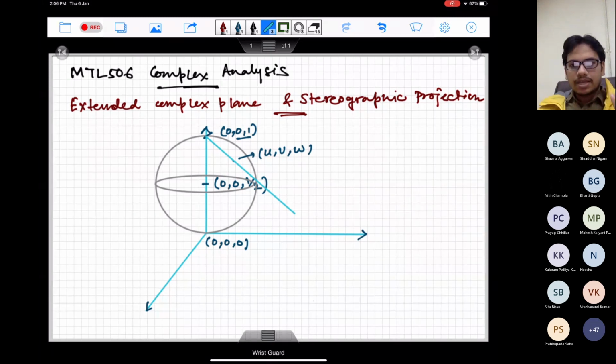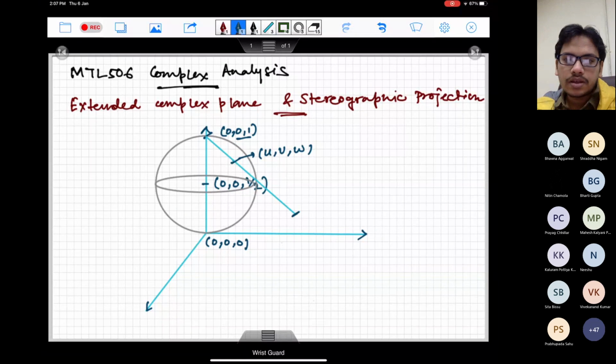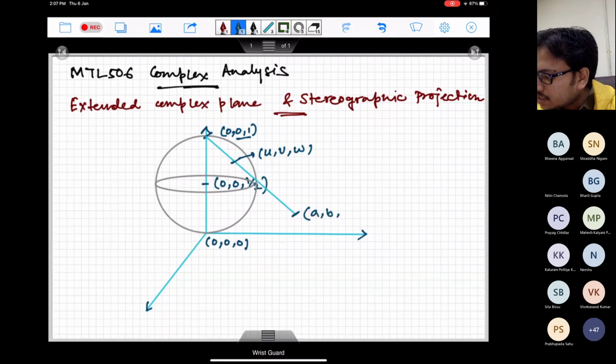You can imagine that if you have a sphere on a table, and you take any point on the sphere and join that point with the North Pole, then you are going to hit the table. Similarly here, when I join (0, 0, 1) and the point (u, v, w), I am going to hit somewhere in the complex plane, let's say the point (a, b, 0).